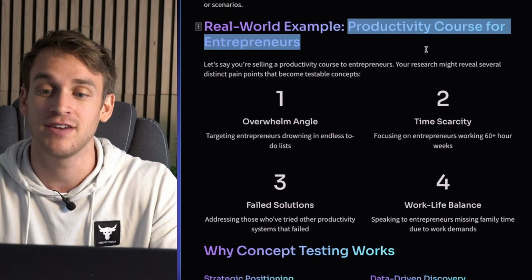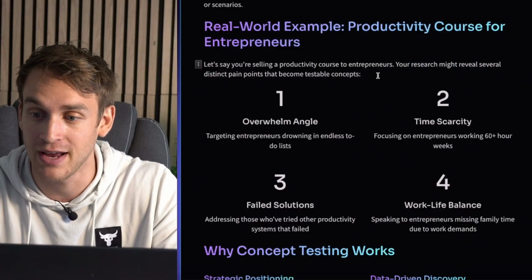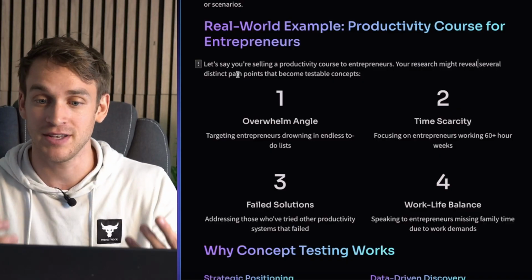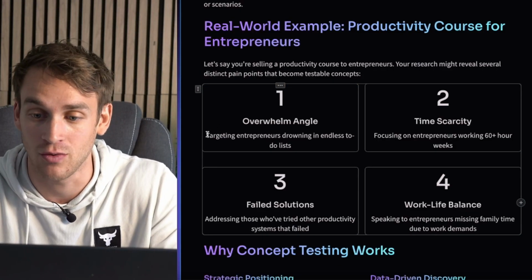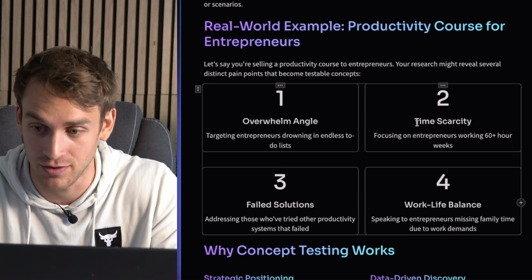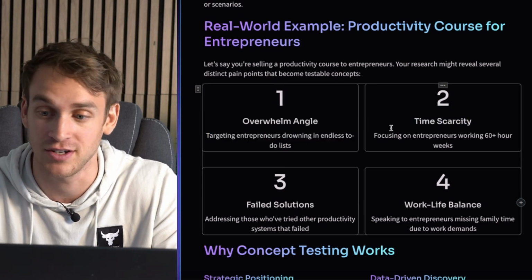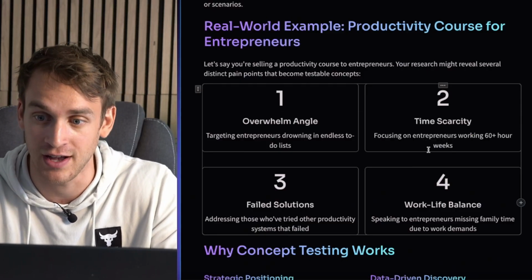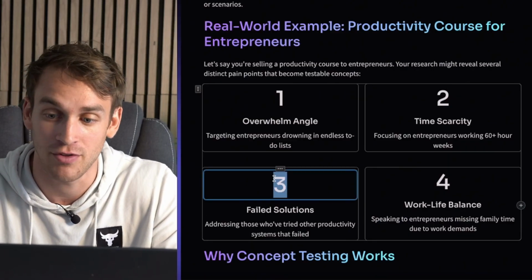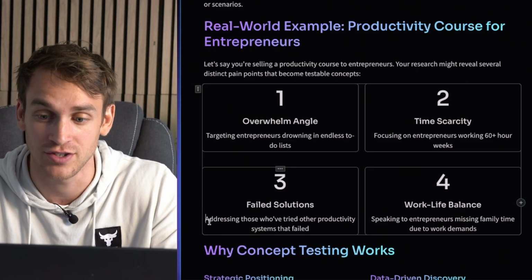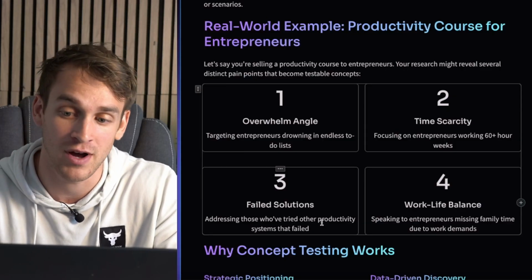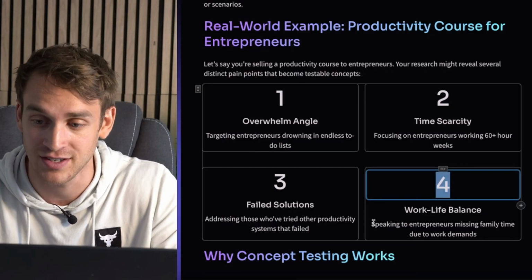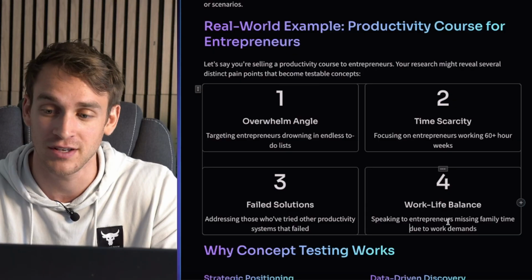So here's an example, right? Say we have a productivity course for entrepreneurs, okay? Your research might reveal several distinct pain points that become testable concepts and messaging buckets. So the first could be the overwhelming angle, right? We're targeting entrepreneurs who are drowning in endless to-do lists, okay? The next one could be a time scarcity messaging bucket, so focusing on entrepreneurs who work 60 plus hours per week and have no time to do anything else, no time to basically live their life, right? Number 3, another messaging bucket could be failed solutions, so addressing the people who have tried other productivity solutions, courses, and failed. Then messaging bucket 4 could be a work-life balance desire, so speaking to entrepreneurs who are really missing family time due to work demands.